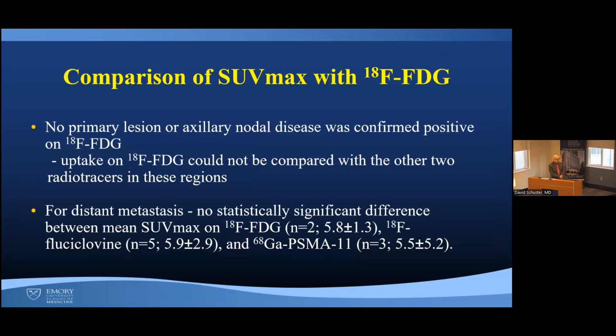Now, we were excited to potentially look at SUV max compared to FDG, but as it just turned out, FDG does not perform as well. There was no primary lesion or axillary nodal disease, which was confirmed positive, on the subset of patients who had FDG. So we really couldn't compare uptake on FDG with the other 2 radiotracers in these regions. But if we look at distant mets, they were all about the same. But again, there are very, very few here to make a meaningful comparison. But this kind of fits with some of the other data that we're seeing from this trial.